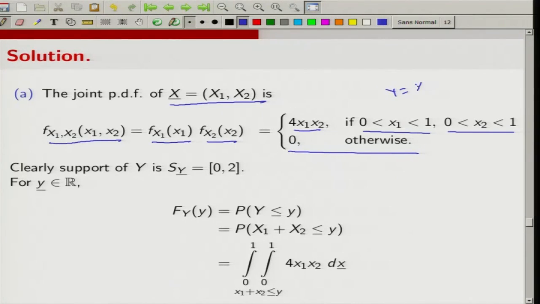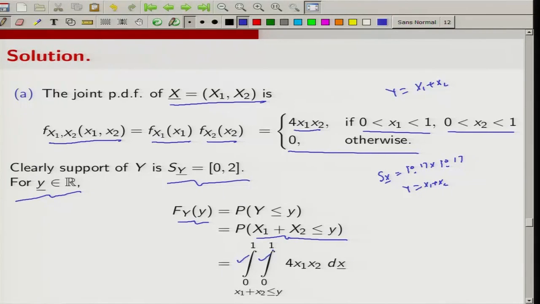My Y is X1 plus X2. So, clearly the support of X is 0,1 cross 0,1. Since Y is X1 plus X2, the support of Y would be 0 to 2. Now, for y belonging to R, I look at what is F_Y(y), the probability Y less than or equal to y, which is the same as the probability X1 plus X2 less than or equal to y. So, I have to integrate the PDF over this range. My PDF is non-zero only for x1 between 0 and 1, x2 between 0 and 1. I have to integrate this PDF, which is 4 x1 x2, over the range of interest, x1 plus x2 less than or equal to y.